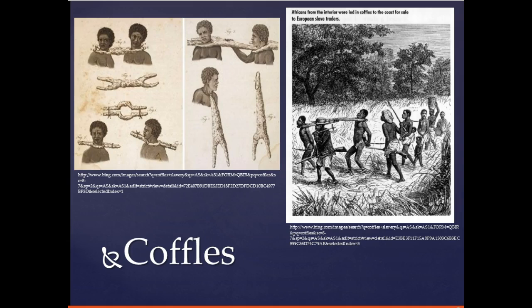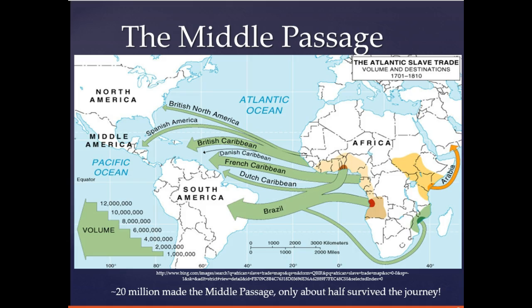They were very often really wide, so that if a slave tried to run away, it would be very difficult for them to run through the brush and things like that. You were also usually attached to other slaves at the same time. So in order to run away, it would have to be two or three slaves running away at the same time. It would be very difficult.